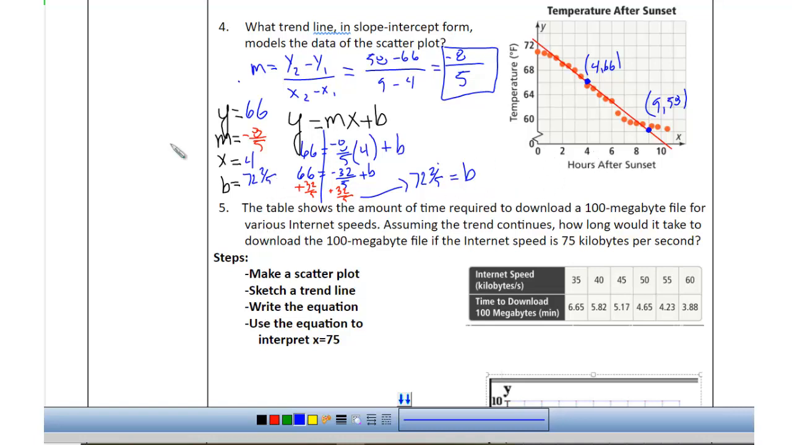Okay, then we can write the equation of the line. y equals my slope, negative 8 fifths x, plus 72 and 2 fifths.